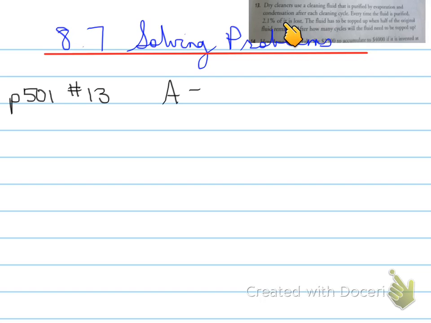What happens is that we're losing a certain percentage after a certain amount of time, and after half of the original fluid remains, you have to top it up. So the question is, after how many cycles will the fluid need to be topped up? Well, we can use that compound interest formula that we had earlier to answer pretty much any question of growth or decay. In this case, we have a decay problem.